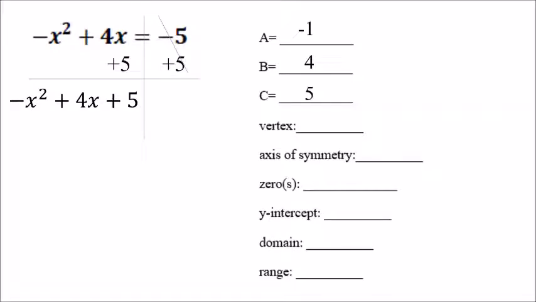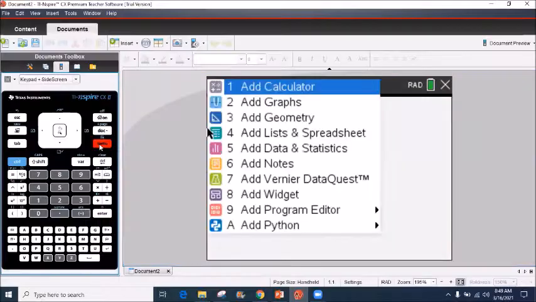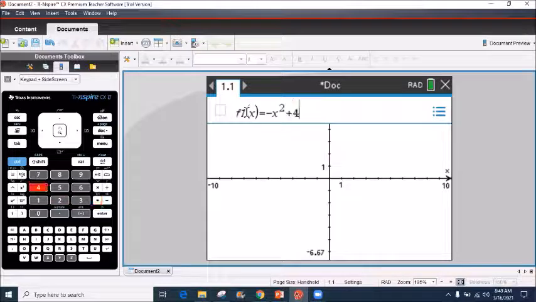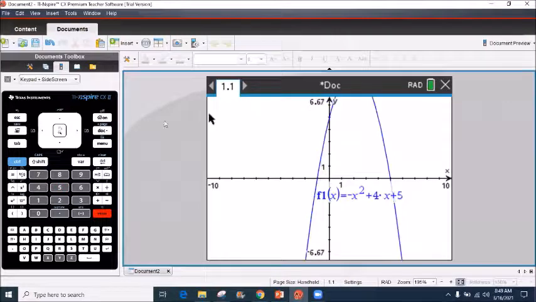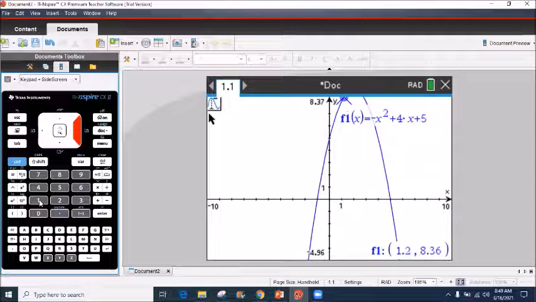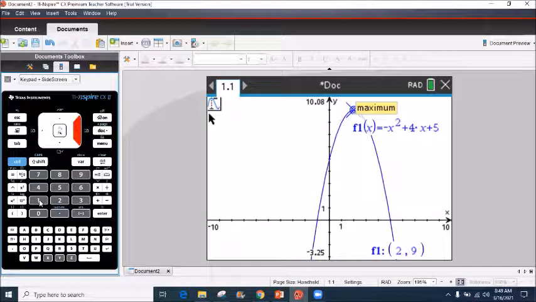We will now go to our calculator and graph -x squared plus 4x plus 5 to find all of its key attributes. Opening up my calculator, I'm going to go to graphs. I'm going to graph -x squared plus 4x plus 5. Using menu 5.1, I can trace my graph. The first point I'm going to look for is my vertex. As I slide to the side, I notice that my vertex happens at 2, 9.